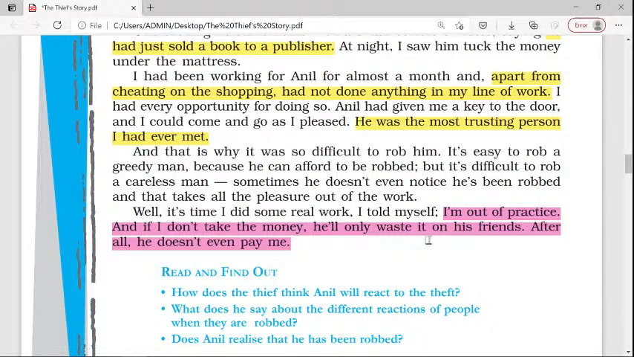Hari Singh says that he has been out of stealing practice for quite some time now, and if he did not take the money, then Anil would only waste it on his friends. Moreover, Anil does not pay him any kind of money. That is why Hari Singh decided to rob Anil at this time, right?